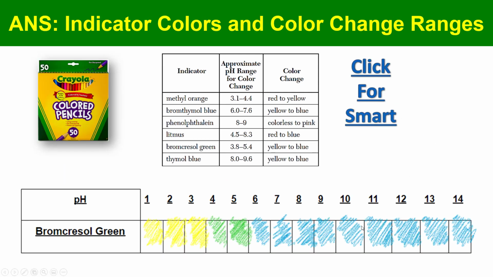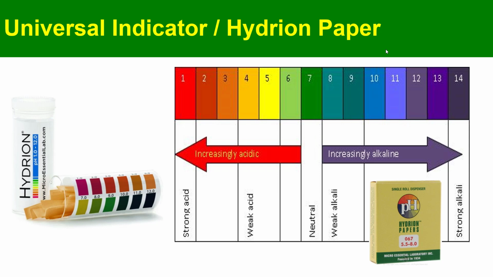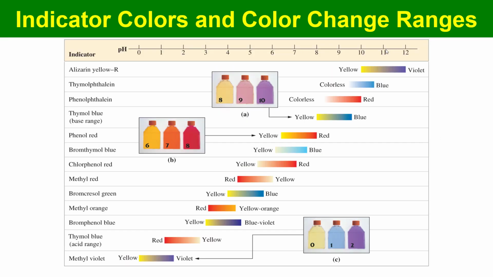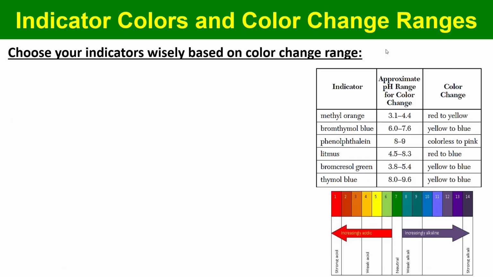All right, if you did this correctly, you will see that bromcresol green below 3 is yellow, above 6 is blue, and somewhere in the middle with the 4 and 5, you would get a blending of yellow and blue, you would get green. Depending on your experiment, it is always important to choose your indicators wisely.